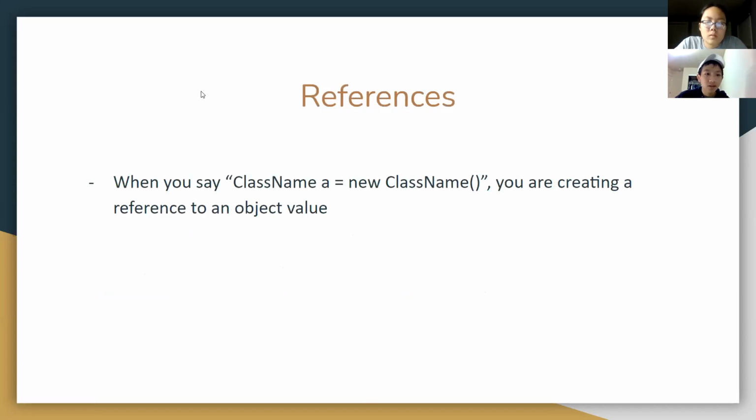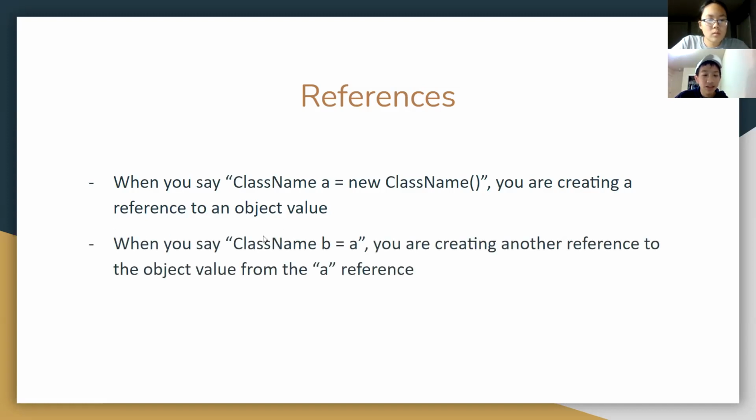All right, so here's a little bit more notes, some references. When you say ClassName A equals new ClassName, and then whatever arguments you want to pass into the constructor, you are creating a reference to an object value. So every time you create a class, ClassName isn't actually the name of the class. It just means any class, I guess. You're actually creating a reference to an object value.